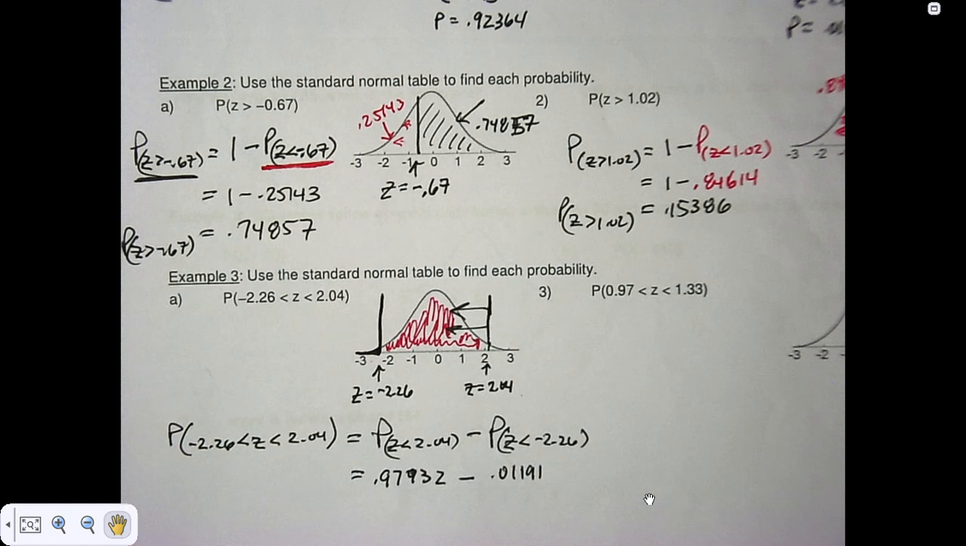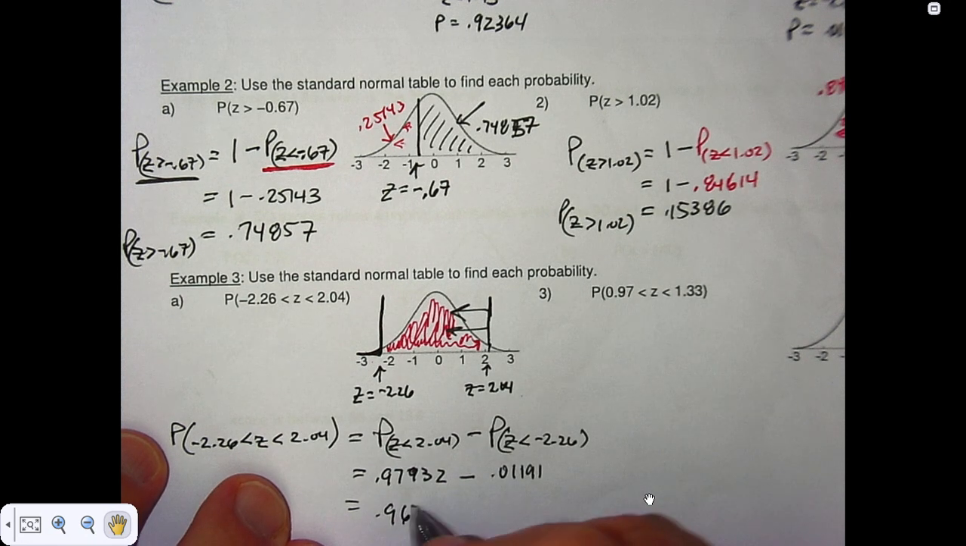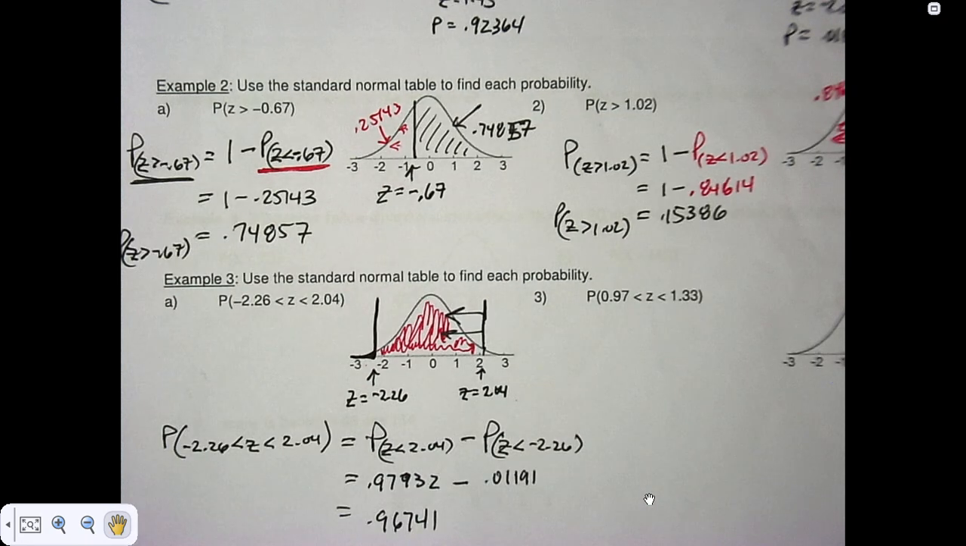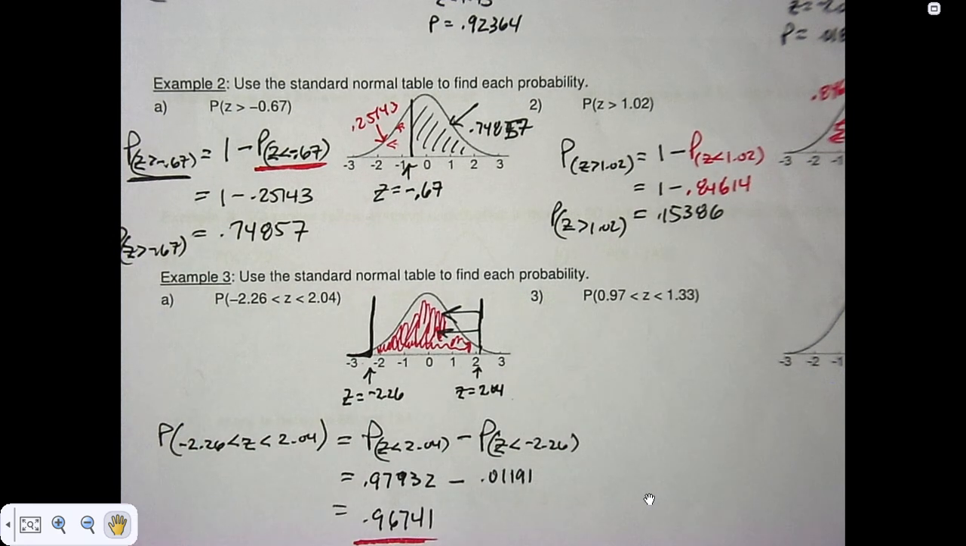Go ahead and do that calculation real quick. 0.97932 minus 0.01191 is 0.96741. That's the area that's in red. That was the area that was shaded red to begin with.